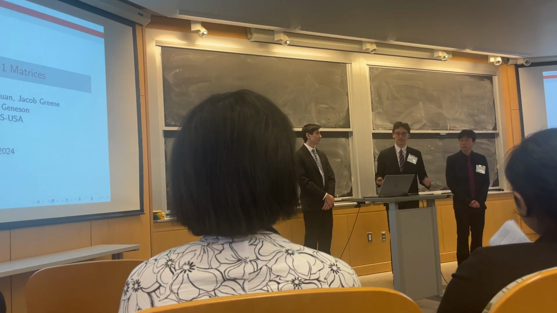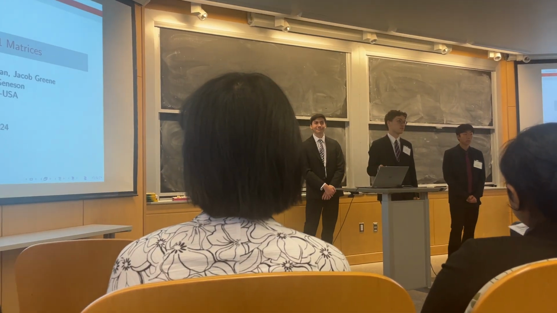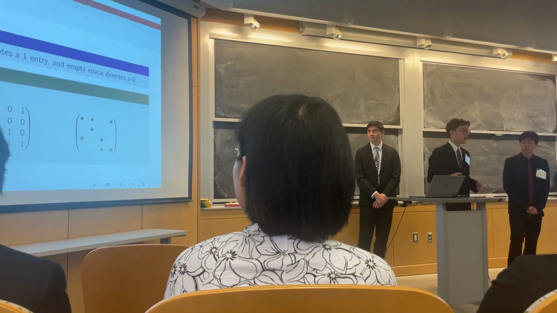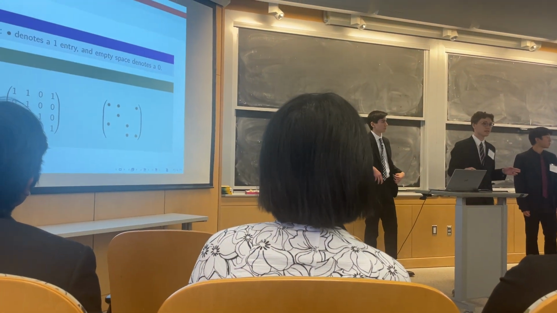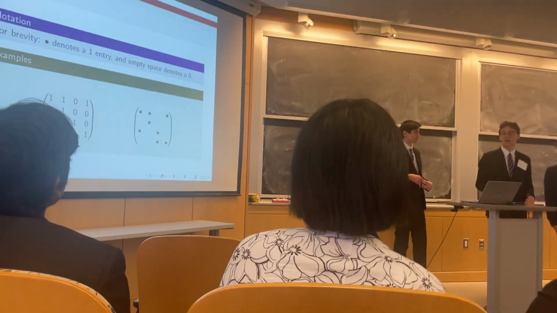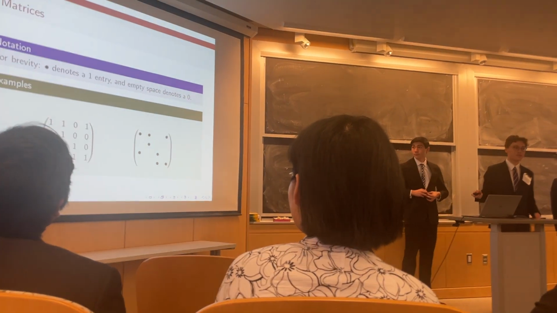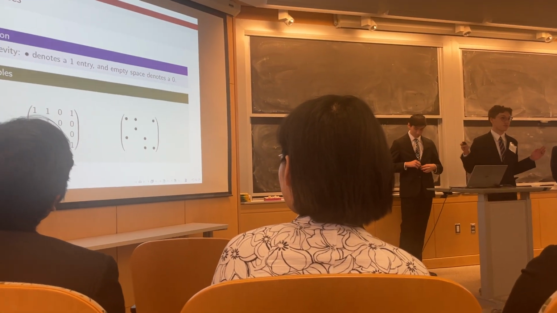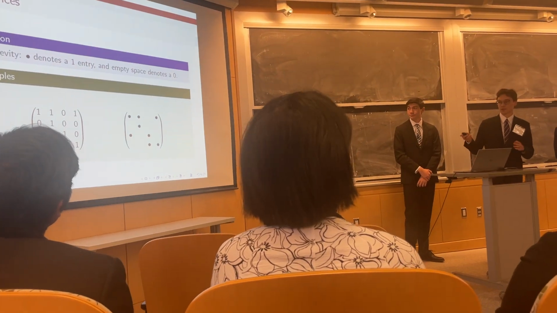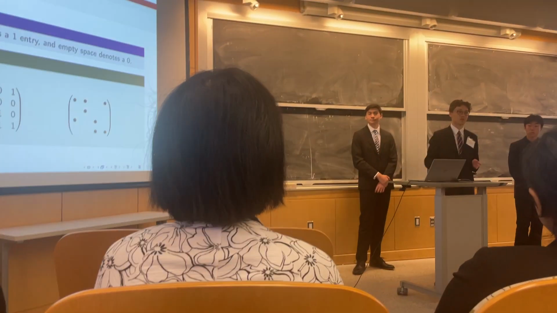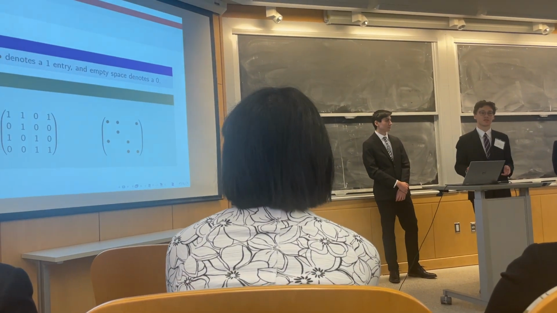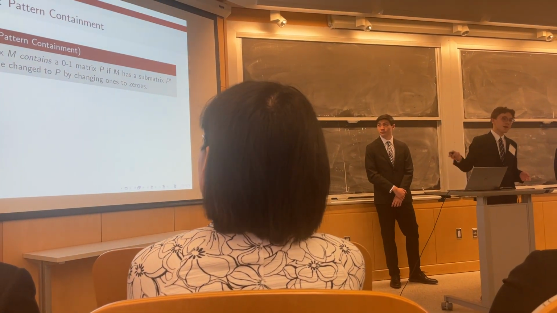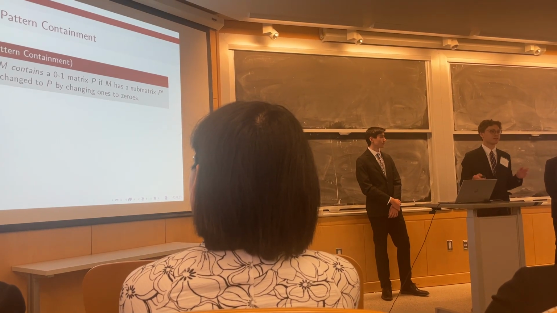I'm Jacob Greene. We studied saturation of 0-1 matrices. So our objects of study are matrices whose entries are all 0 and 1, and we just think of these as patterns. So we'll write the zeros as empty space and the 1 entries as just dots, and we'll refer to them interchangeably using those terms, but this is what we mean. And the question that we're interested in asking about these matrices is, when do they contain each other? When does one pattern contain another?